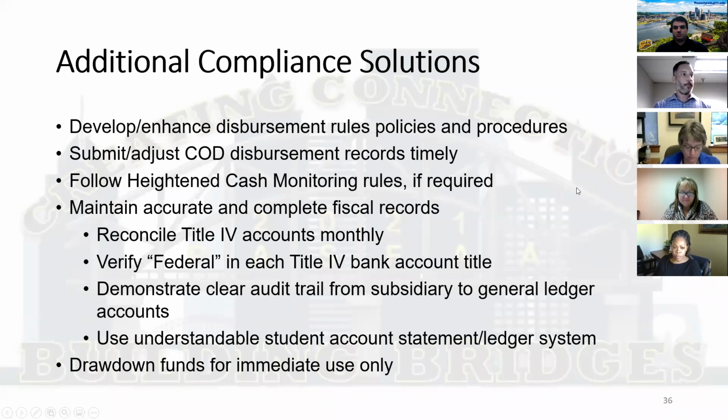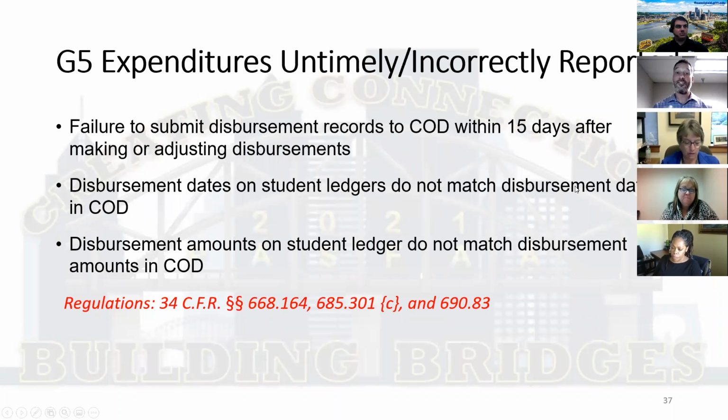So with that said, we're talking about G5, untimely and incorrect reporting. What happened? A disbursement recorded in COD is not done within the 15 days, or the adjustment of the disbursement was not made in COD. The date that's in COD does not match the date that's on the ledger card or the account card. Also, the disbursement amount on the student account card does not match what's in COD.